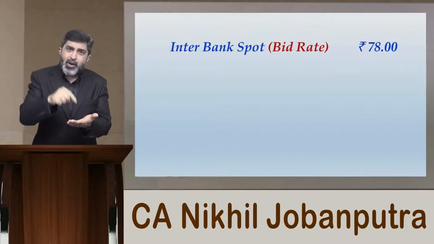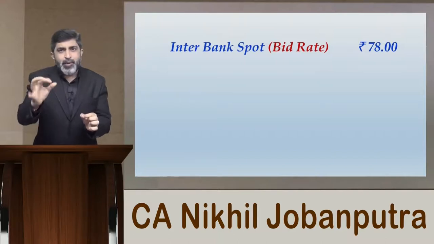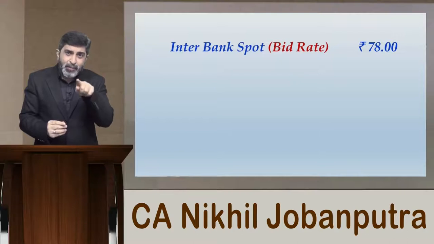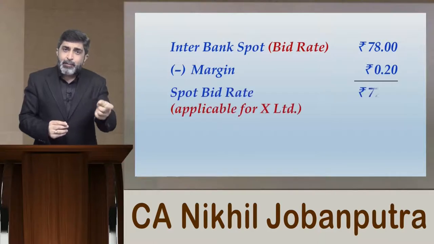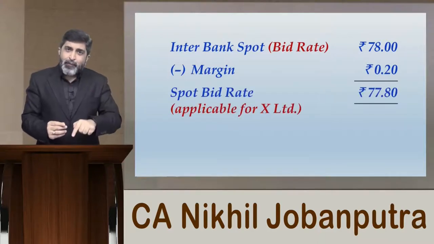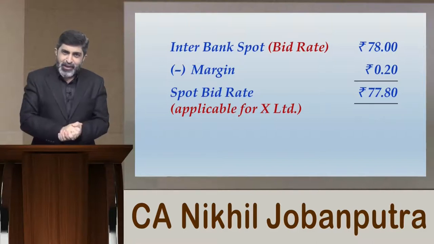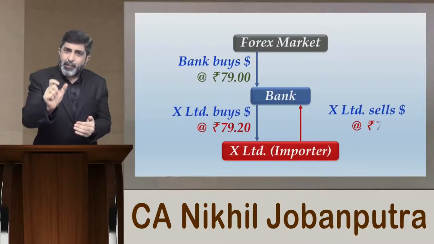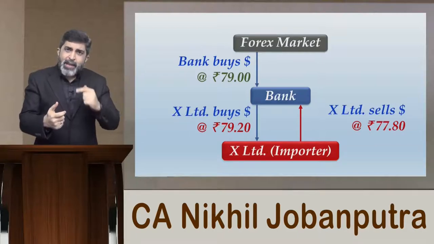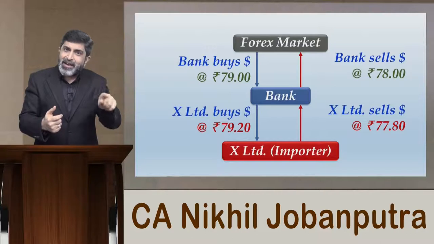So the interbank spot bid rate prevailing on that date, that is 10th August 2022, was rupees 78 per dollar. Because it is the interbank spot bid rate, the bank will subtract the margin of 20 paisa. So from 78, if you subtract 20 paisa, you land up at a rate that is 77.80. And the rate applicable for X Limited as the spot bid rate will be rupees 77.80 per dollar. Now what happens? X Limited will cancel its contract by considering the cancellation rate of 77.8 per dollar, and the bank will cancel its original contract with the Forex market at the interbank spot bid rate of rupees 78 per dollar.